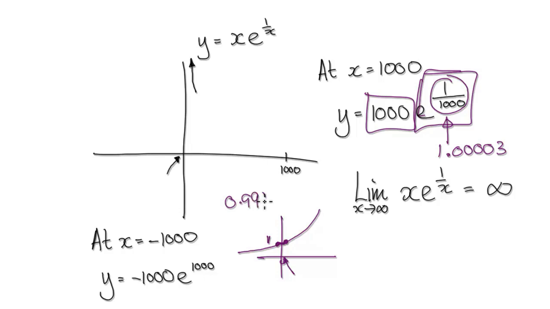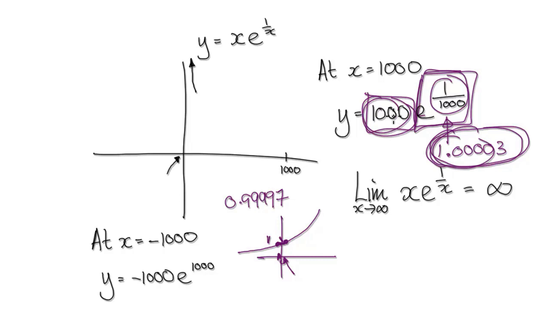Very, very close to 1, because 1 is right here. Just to the left, it would be very, very close to the number 1. Let's just imagine it's that. So this block here, just to the right of 0, is going to be a number very, very close to 1. So imagine this block as being 1.0003. So 1000 times this thing here is going to be roughly 1000.